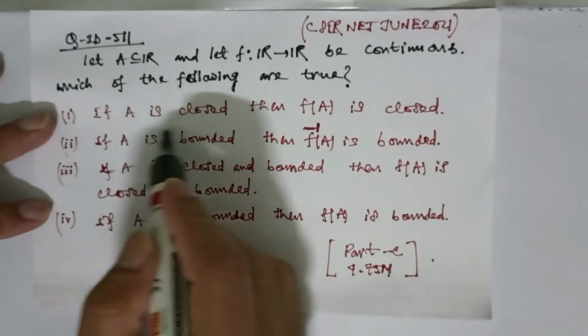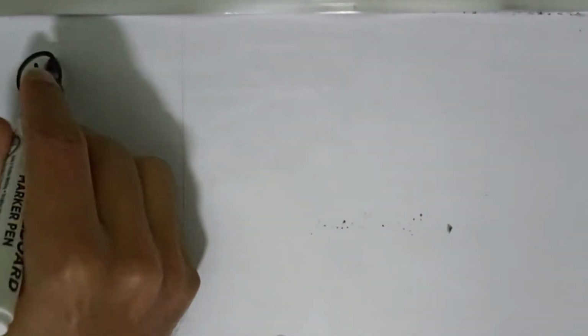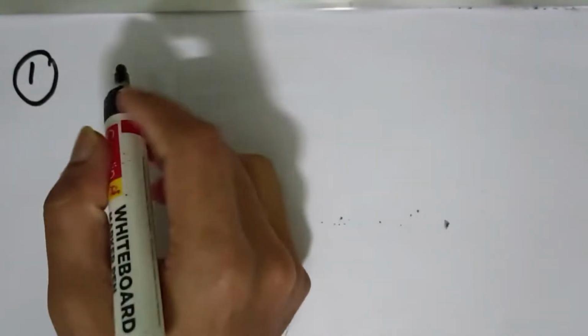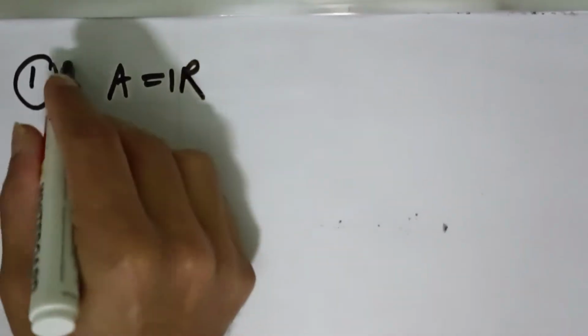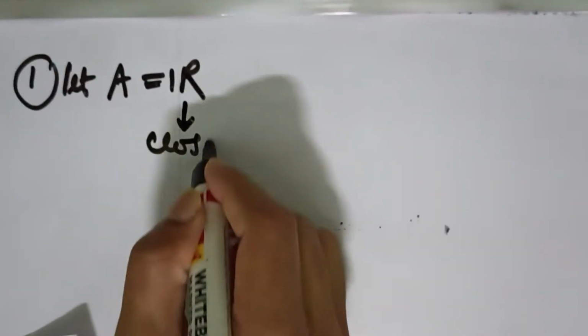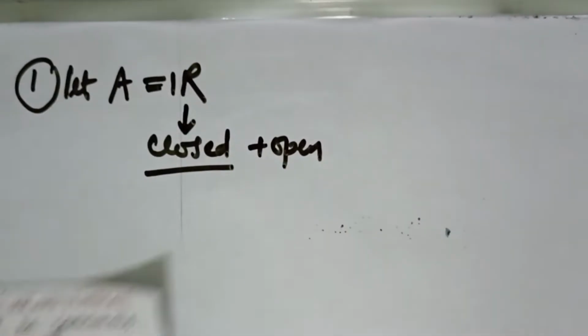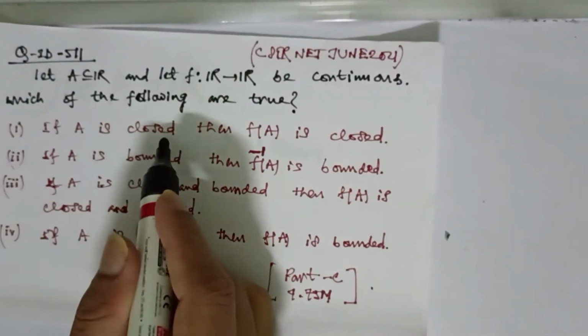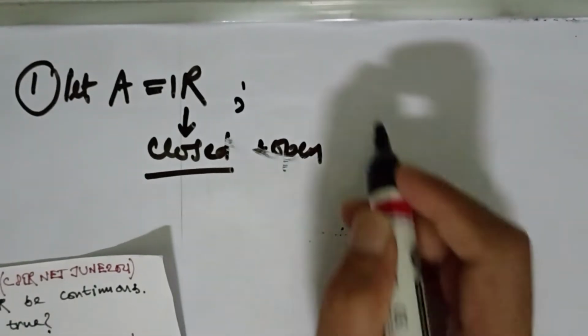The first option says: if A is closed, then f(A) is closed. Is this true? For option 1, I am choosing A to be R. Let A equal R. We all know R, the set of real numbers, is both closed and open. Since the option says A is closed, I need a closed set, so I take A equal to R.